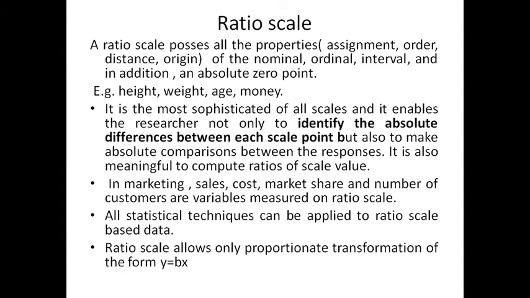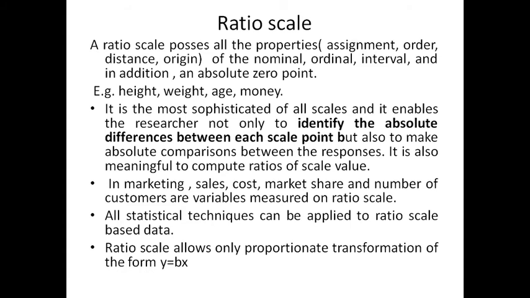A ratio scale possesses all the properties: assignment, which was related to nominal scale, assigning numbers for measurement purposes, though in nominal scale that assignment is only for description or labeling purposes. Then order, which is particularly related to ordinal scale, and is applicable in ratio scale also. Then distance, which can be measured in interval scale and that's why it can be measured in ratio scale also. Then origin, which was not present in nominal, ordinal and interval scale, but is present only in ratio scale, and that's why it is called the highest order scale.